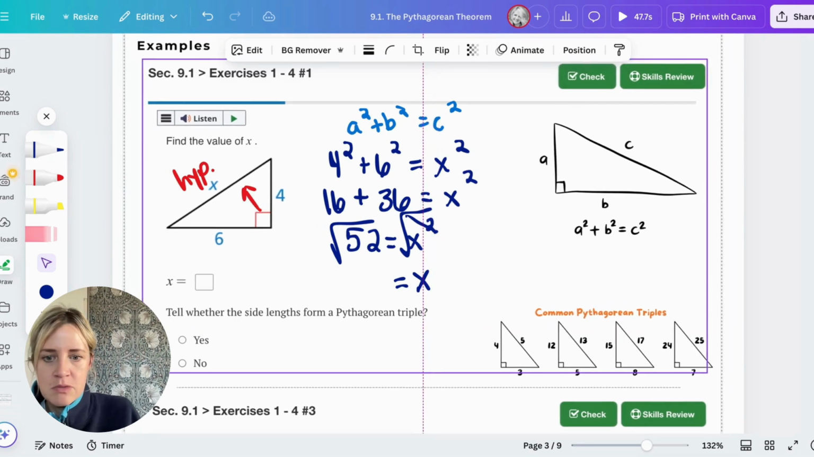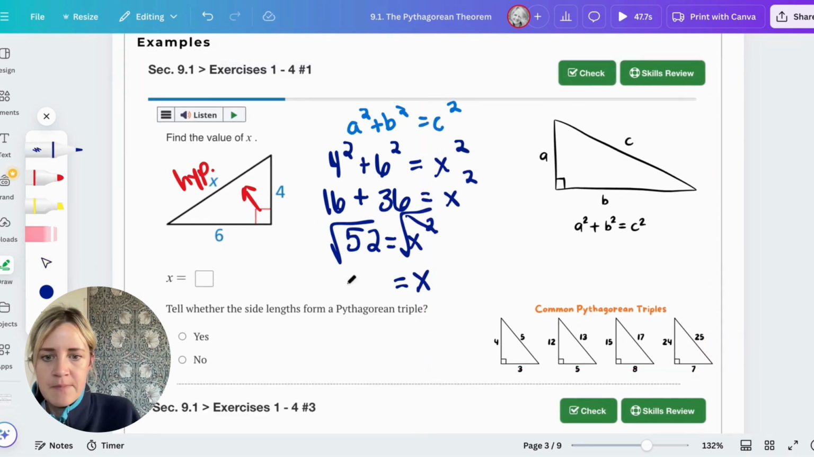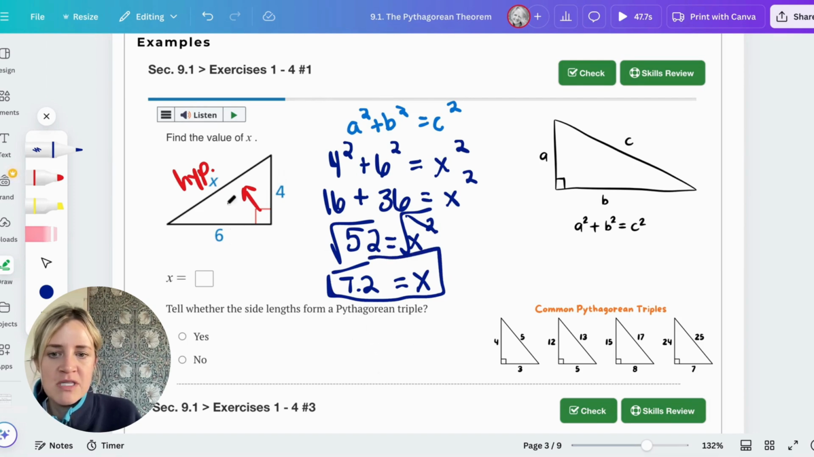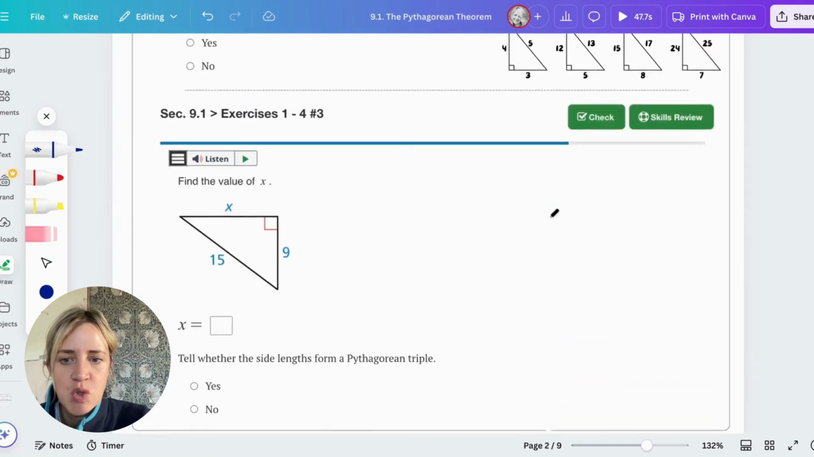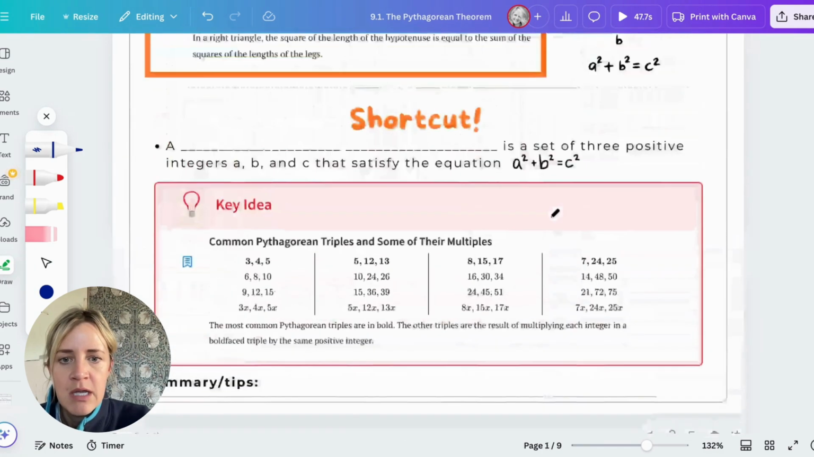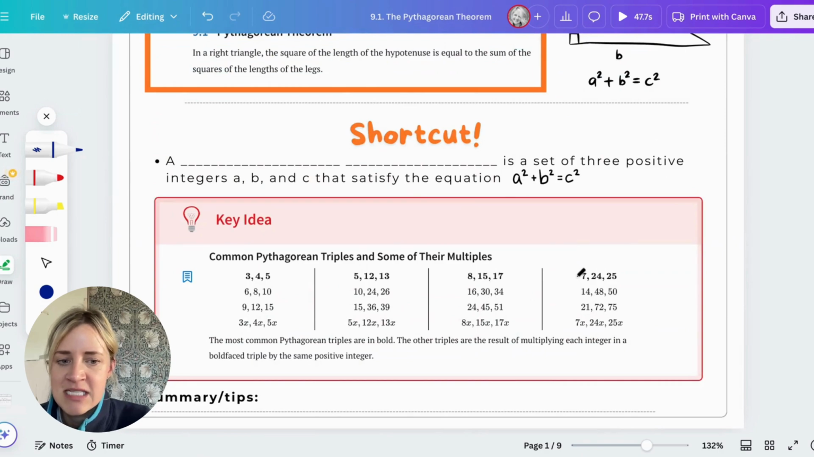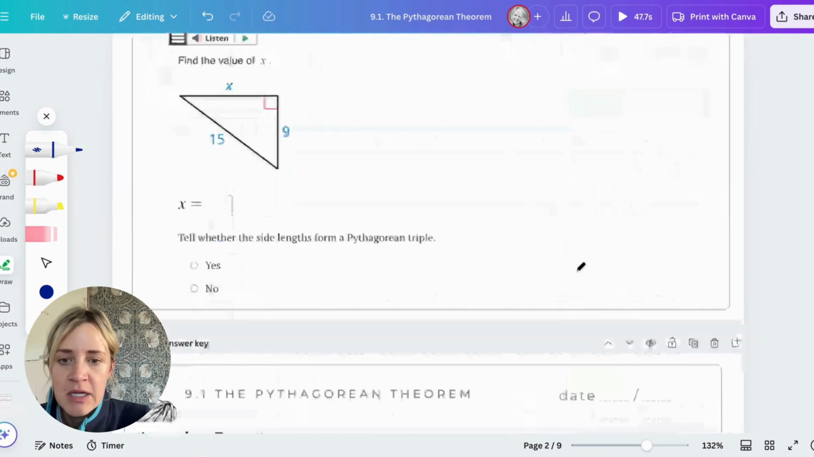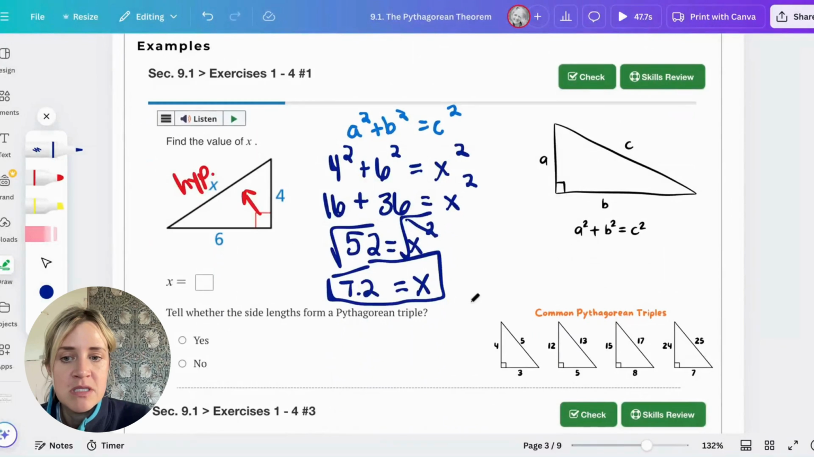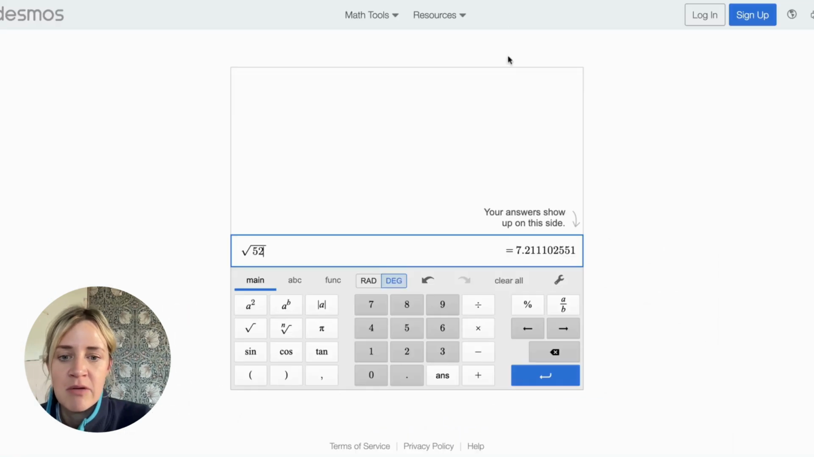7.2 is our x. So the question here was, is it a Pythagorean triple? 4, 6, 7.2. Did you see in the Pythagorean triples any rounded numbers, any decimals? We did not. That's because they're only whole numbers. So 7.2 is actually a rounded number.